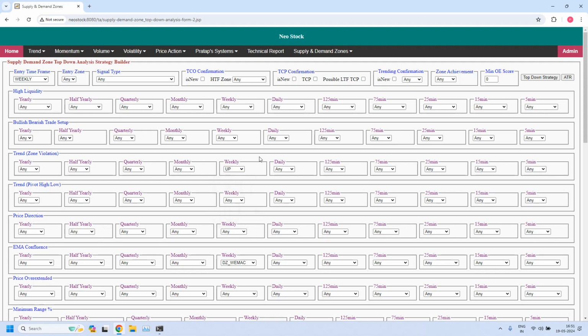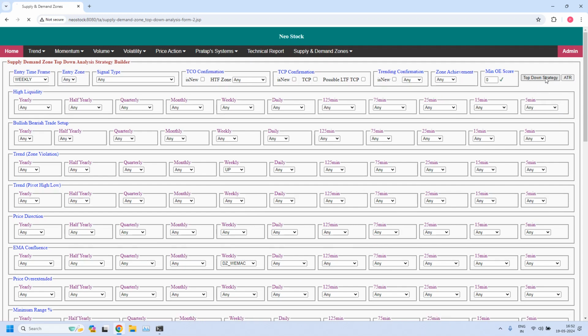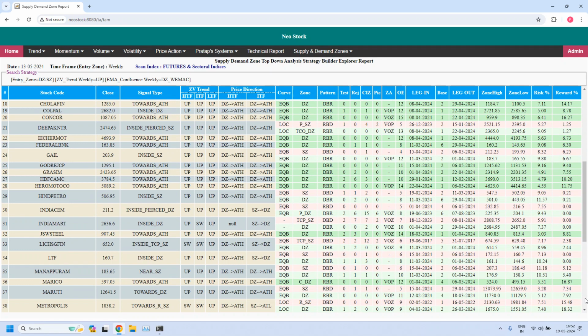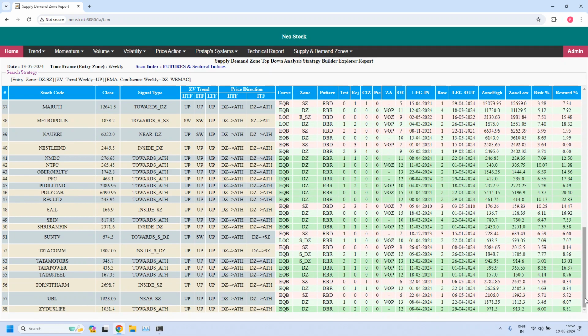Because many of the stocks are in uptrend, you may get a big list. At that time we will further filter by checking with the pivot high-low trend. If both the trends are supporting, then those stocks are more powerful. So first, initially I am filtering based on zone violation trend. So we got a very big list. Let me scroll down. Total 58 stocks have a weekly EMA Confluence and also the trend is uptrend based on zone violation.